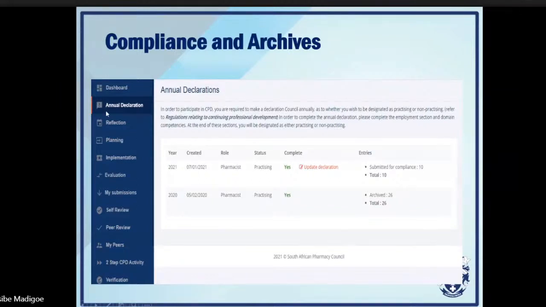So please, there's no need for you to worry. Do not panic. Council did receive your CPD activities. If you have already archived them, please do not restore them, because that will just cause further confusion on the system. Leave them there. We have counted them. You will see your numbers will show here under the entries.